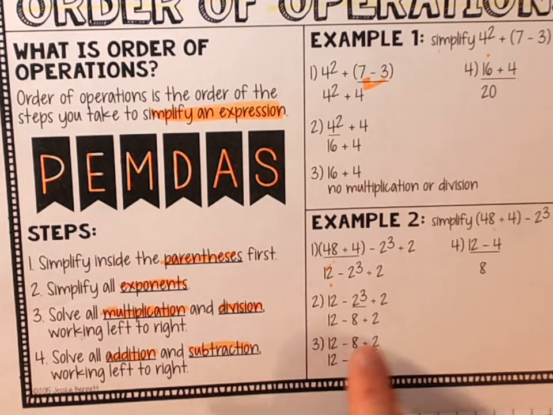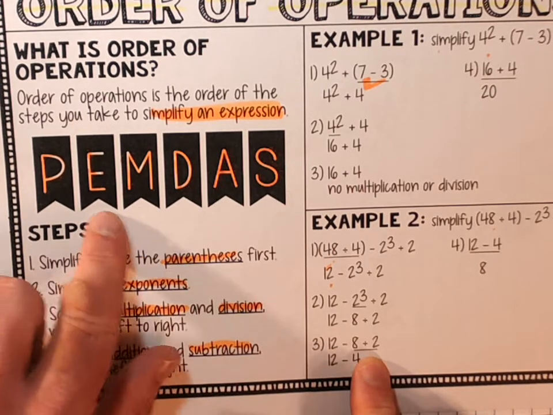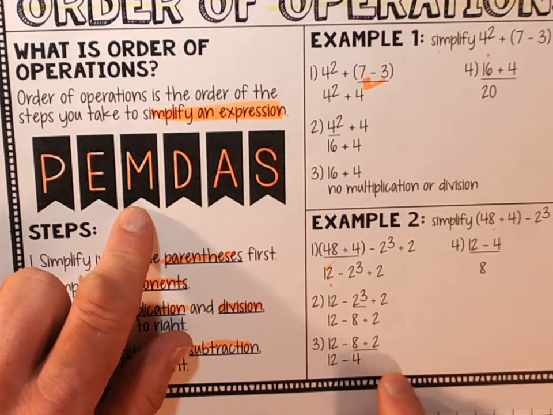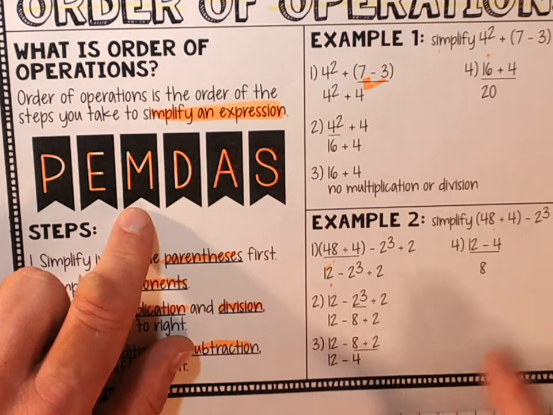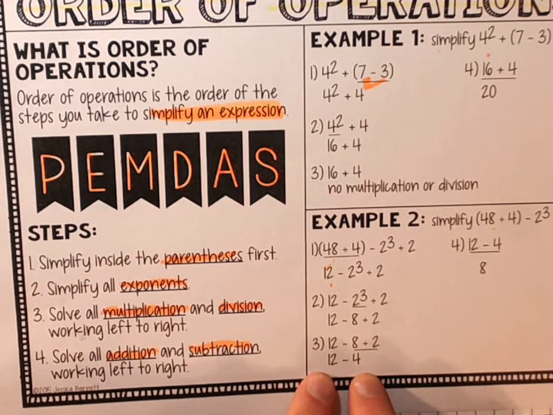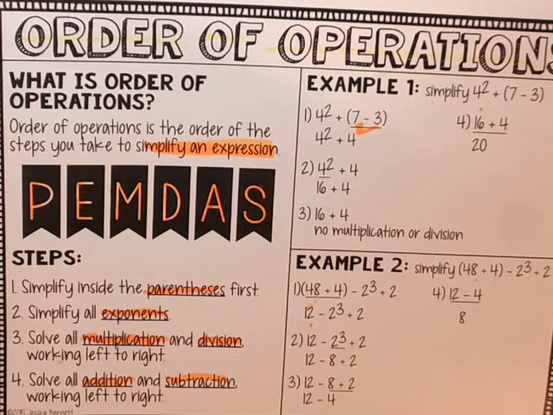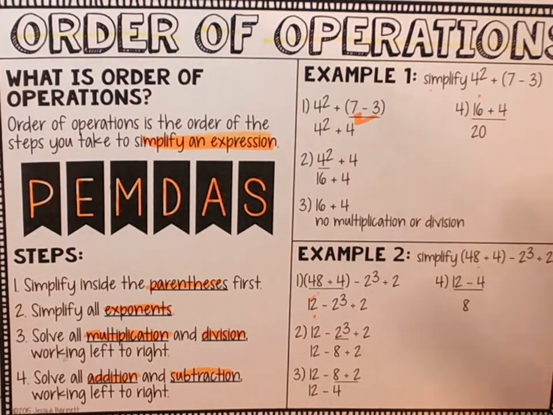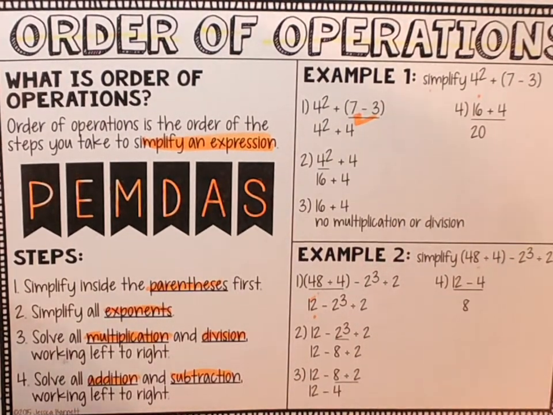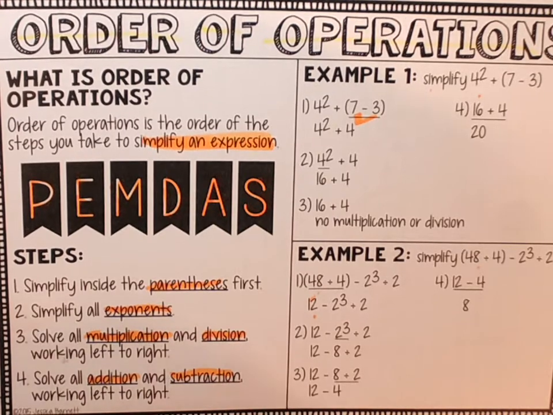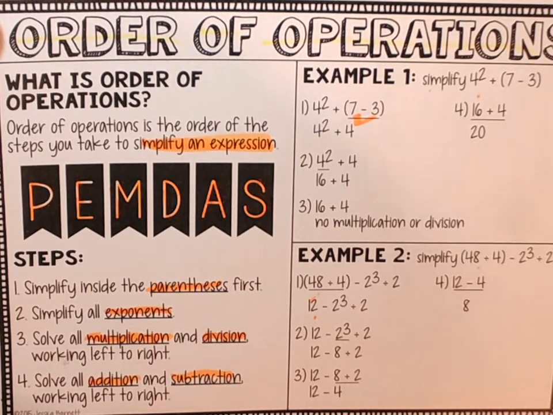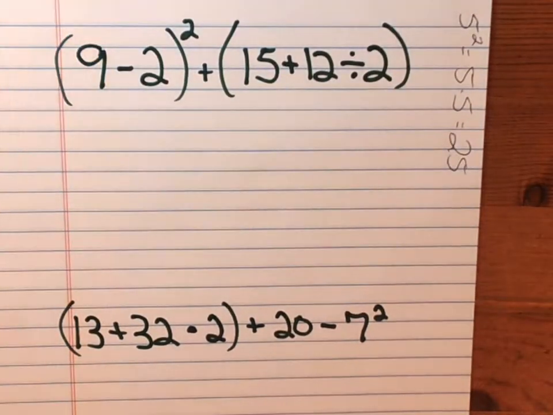PEMDAS. Multiplication, division. Boom, right here. So, no parentheses, no exponents. 8 divided by 2 is 4. Rewrite it: 12 minus 4 results in a positive 8. And those are the notes of PEMDAS. If you want to freeze the screen, I put a copy of this in Google Classroom. It's part of the cheat sheet notes in your materials. All right, pause it. See if you can figure them out.